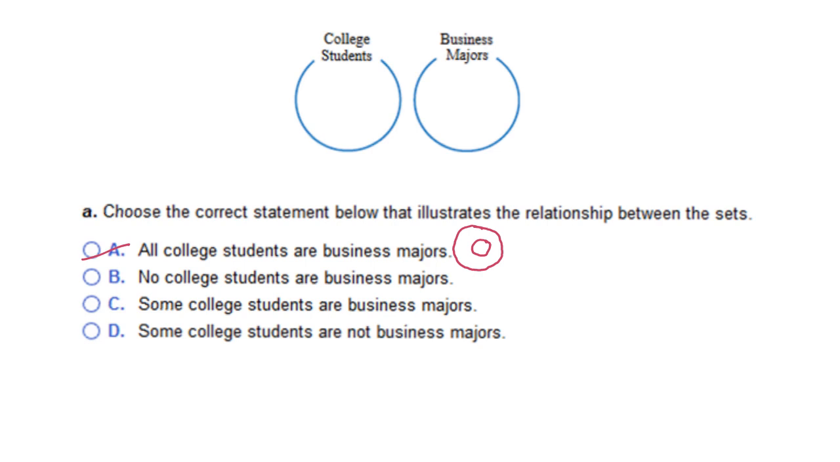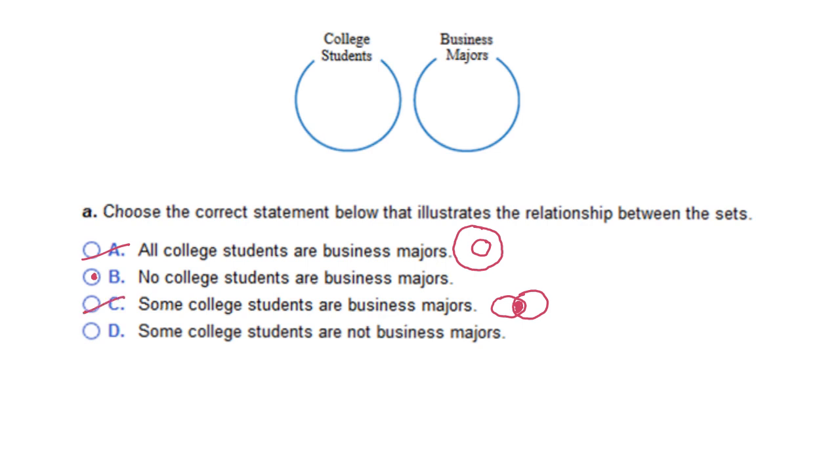Then part B says no college students are business majors. No college students are business majors. So this one actually matches. I'll put a little dot right there to make sure there's not more than one correct answer. This one matches our Venn diagram. C says some college students are business majors. So in this case, you would have two circles that intersect, and that would be the intersection region represented on that. And again, that is not two separate circles, so C would not work.